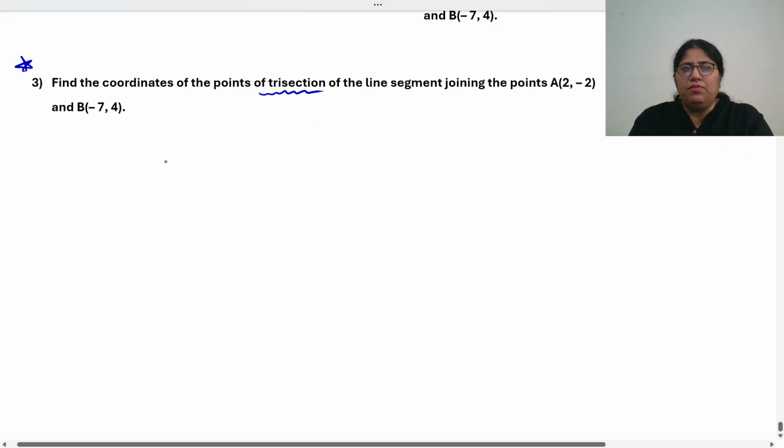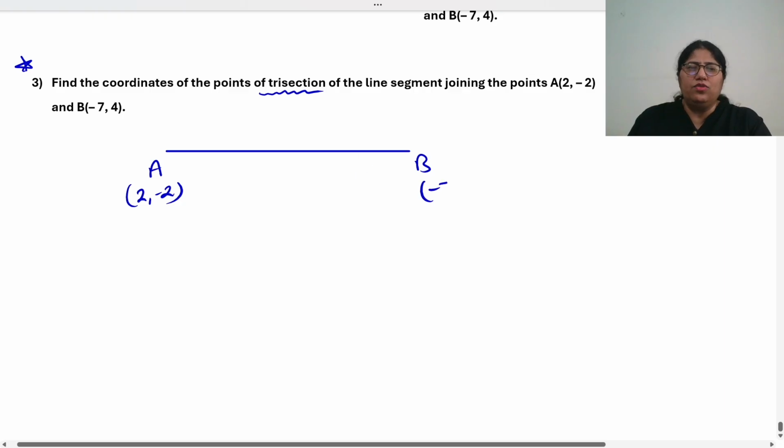So, a line segment divided into three equal parts, where A and B are given, right? The line endpoints are A and B, correct? So let us first draw a line segment AB with these endpoint coordinates. If you draw, you will understand what you need to do. Otherwise, it's difficult to solve a coordinate geometry question. So what do I need to find out? The coordinates of the points of trisection of the line segment.